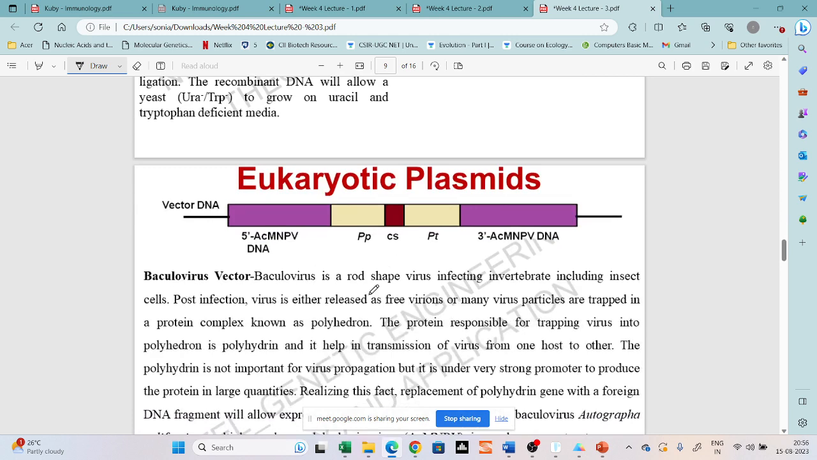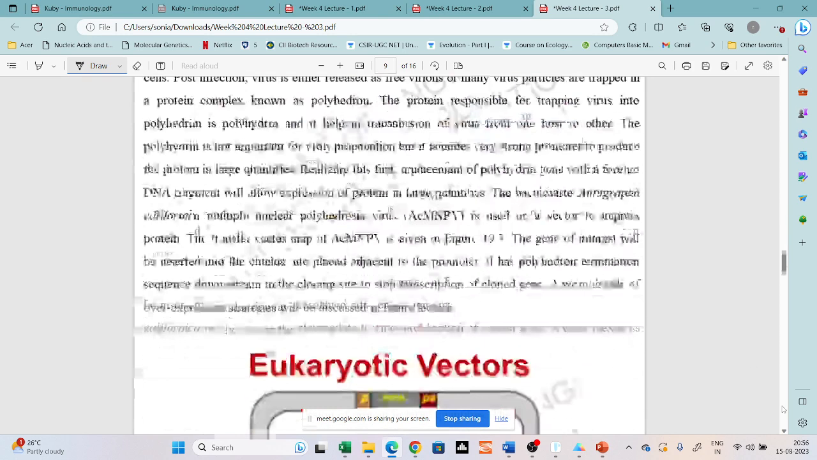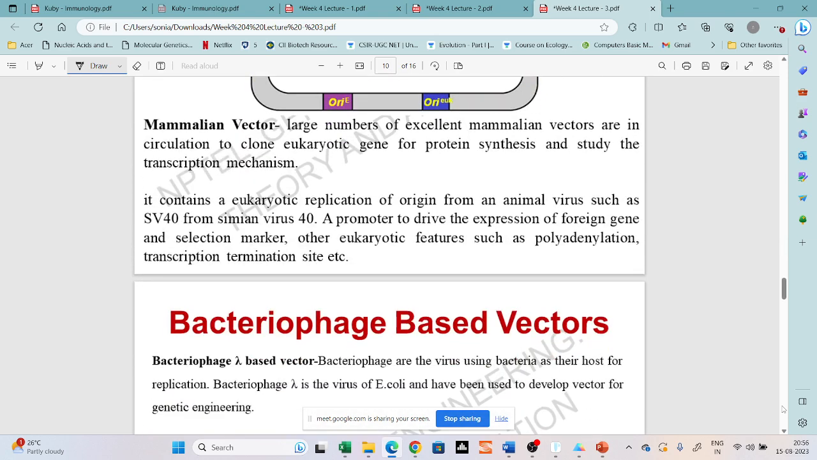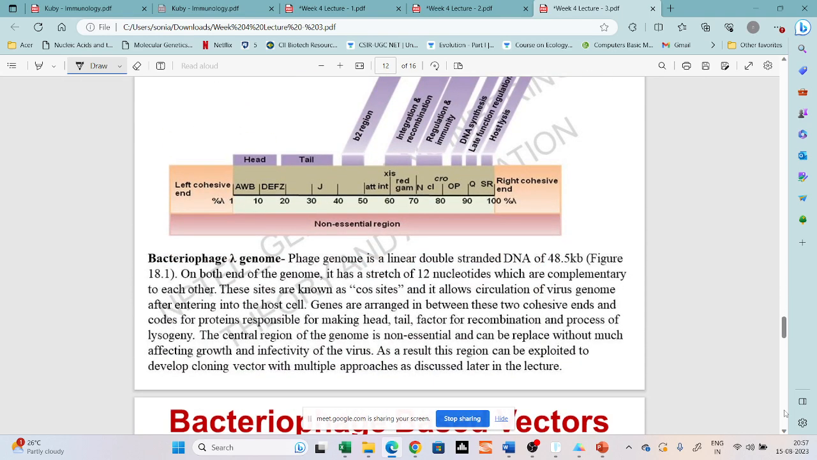Then baculovirus vectors basically infect insect cells. Then you have mammalian vectors, such as the SV40 vector, which is important. Then you have bacteriophage lambda based vectors, where you have the cos sites at the ends. These are the cos sites: left side cohesive ends and right side cohesive ends. These cos sites cause the circularization of the lambda DNA, the lambda genome.